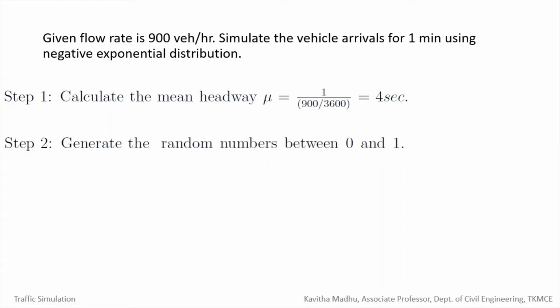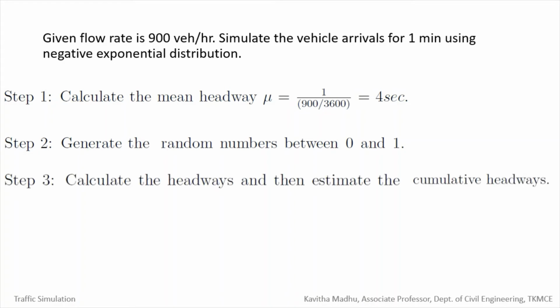So here also the computer will be generating a random number. We can generate a random number varying from 0 to 1. The random numbers generated by computers are based on certain algorithms, which is why they are known as pseudo-random numbers. So the next step is to generate any random number between 0 and 1. And the third step is to calculate the headways and then estimate the cumulative headway. These are the three main steps involved in this simulation process. Let's see that in detail in the next slide.